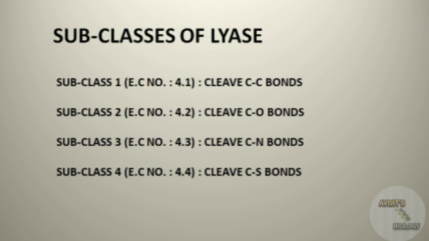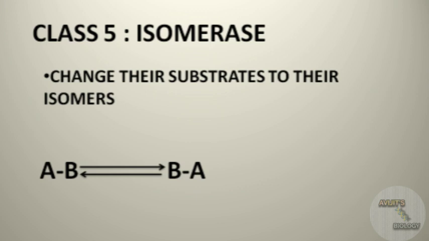Now let's move to the next class of enzymes, that is isomerase. This type of enzymes change their substrate to their isomers. In the example which I have given here, the reaction catalyzed by isomerase, there is only one substrate, that is AB, and it is yielding only one product, that is BA, which is the isomer of AB. This is how isomerase catalyze their reactions.